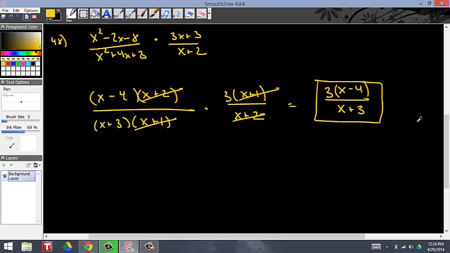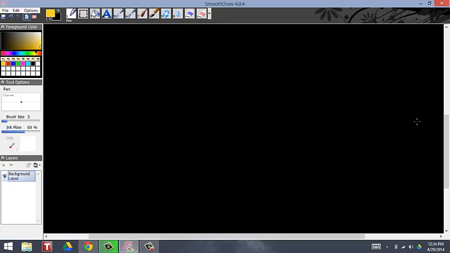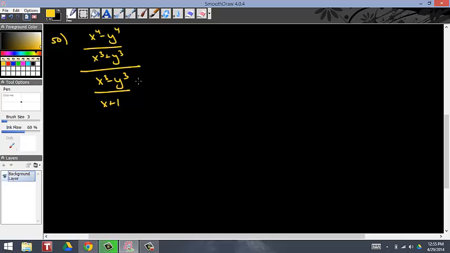All right. Let's see. How about something like number 50? Evil problem. Okay. With this problem, I'm going to take the bottom and parachute it to the top. So I get x to the fourth minus y to the fourth over x to the third plus y to the third times x plus y over x to the third minus y to the third.